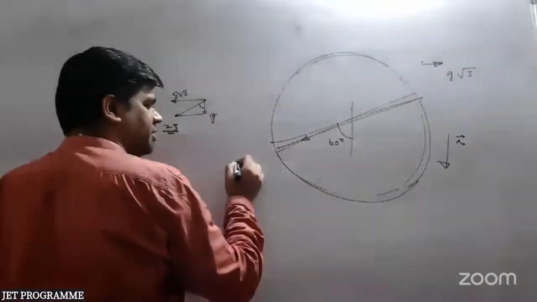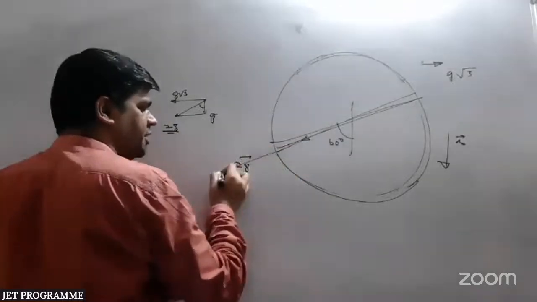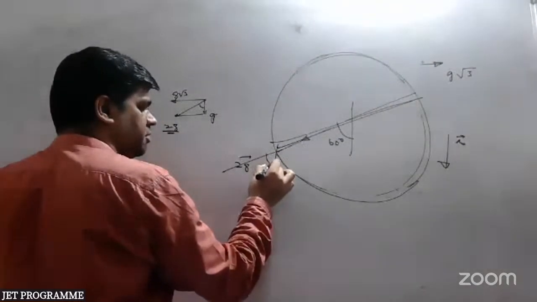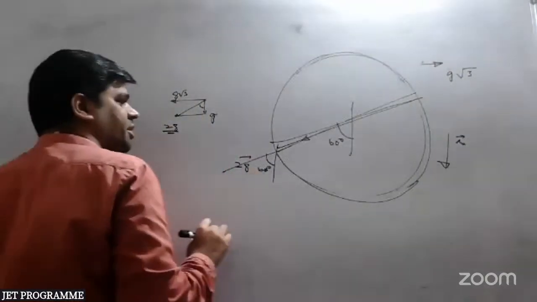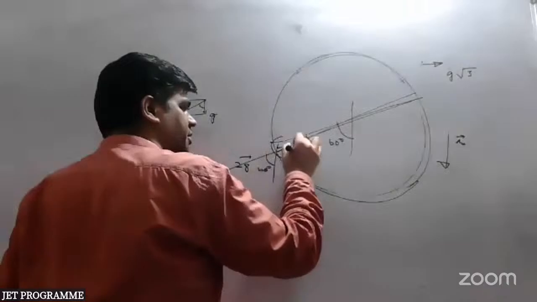So its effective acceleration is 2g at an angle of 60 degrees with the vertical. Why is it 60 degrees? You understood from this diagram, right? Now, this becomes my bottommost point.